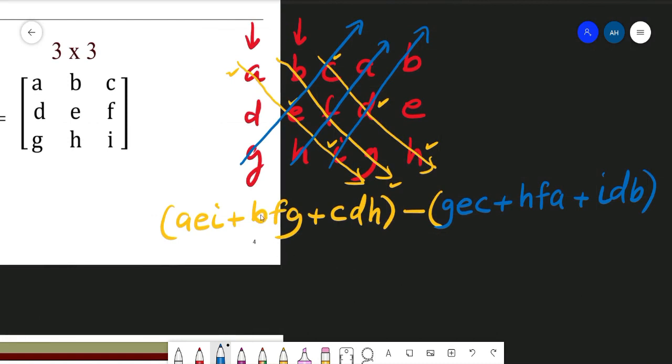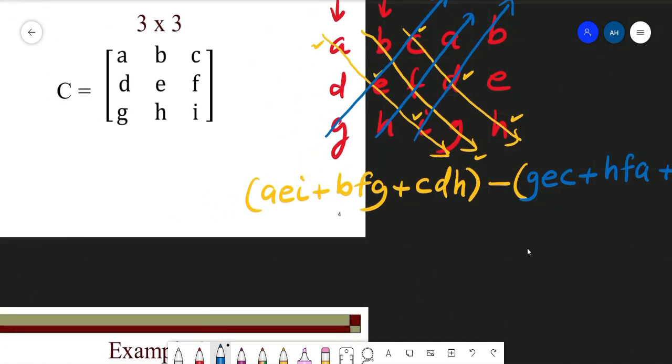After that, we find the sum of all the numbers in the first bracket. Find the sum of the products in the second bracket, and then subtract the numbers in the second bracket from the numbers in the first bracket, and then we get one particular number, and that number is what we call the determinant of C. The determinant of matrix C will be equal to these numbers minus those numbers.